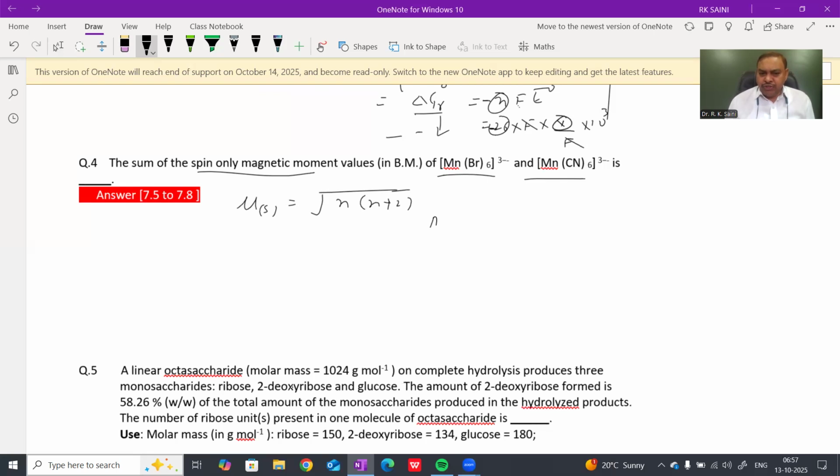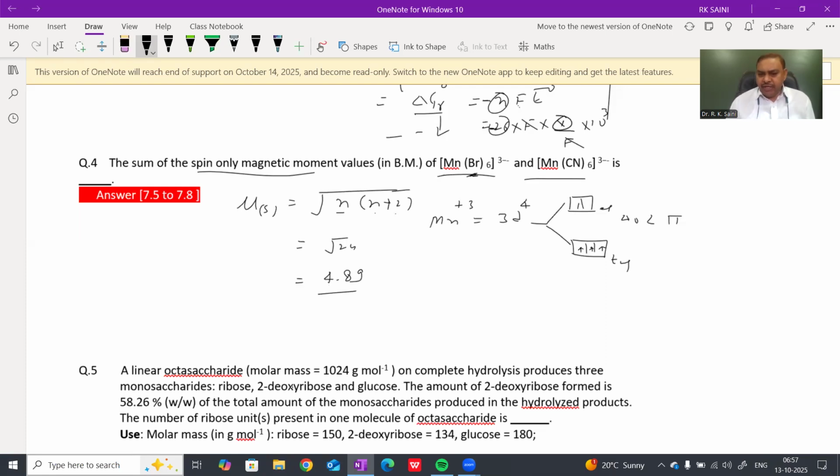In the question, first, the oxidation state of Mn is +3, and Mn³⁺ contains 4 electrons in the d orbital. In the octahedral complex, Δo is less than the pairing energy because bromine is a weak field ligand. Therefore, the 4 electrons occupy 3 in t2g and 1 in eg, and hence it contains 4 unpaired electrons. Therefore, the spin magnetic moment is √24, or nearly 4.89 Bohr magneton.